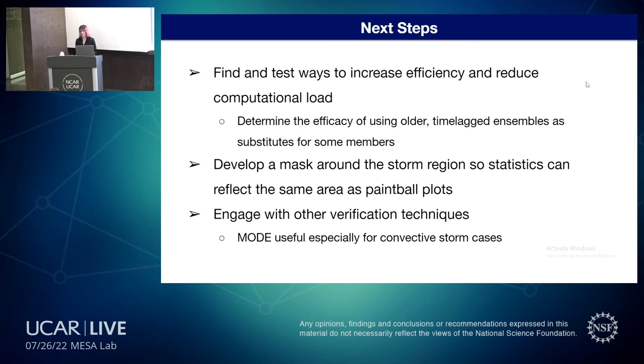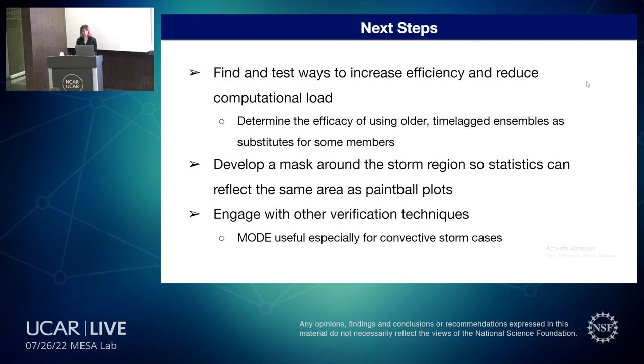There are many next steps that we can take. The first is finding and testing ways to increase efficiency and reduce computational load. We're in the process of determining the efficacy of using older time-lagged ensembles as substitutes for some members. So instead of running all 10, we would be able to run only 5 members and then use older runs to fill in the rest of those members. This would reduce computational load by half and allow us to have more members, a bigger sample size for the statistics that we're running.